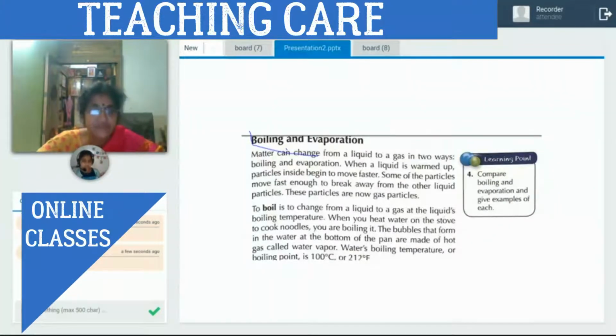Read it. First, read the title: boiling and evaporation. Matter can change from a liquid to a gas in two ways: boiling and evaporation. When a liquid is warmed, particles inside begin to move faster, right?